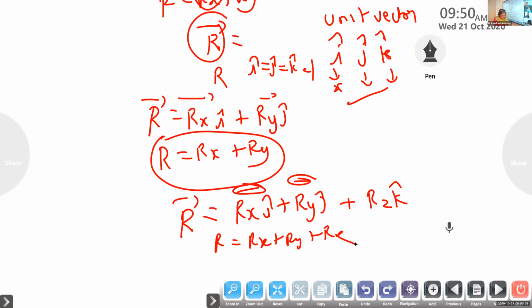So next line you can write. When a vector is split into two mutually perpendicular components, it is resolved into vector components which are mutually perpendicular.